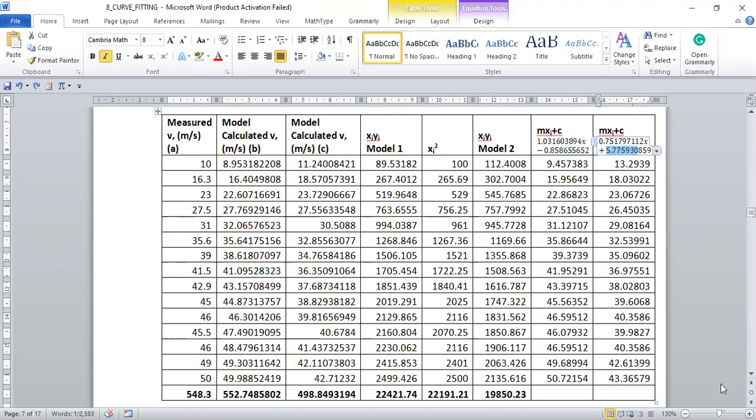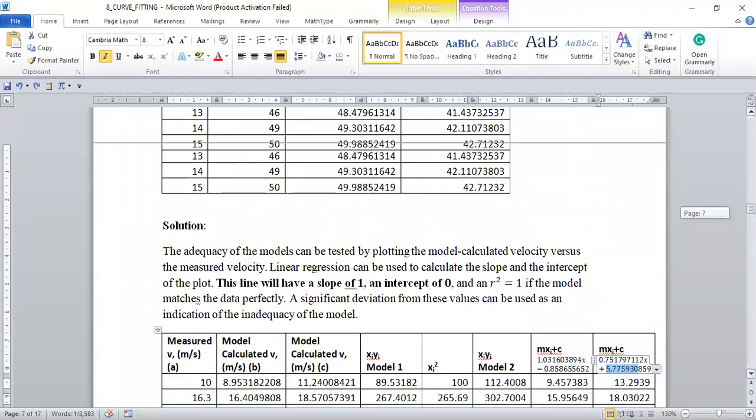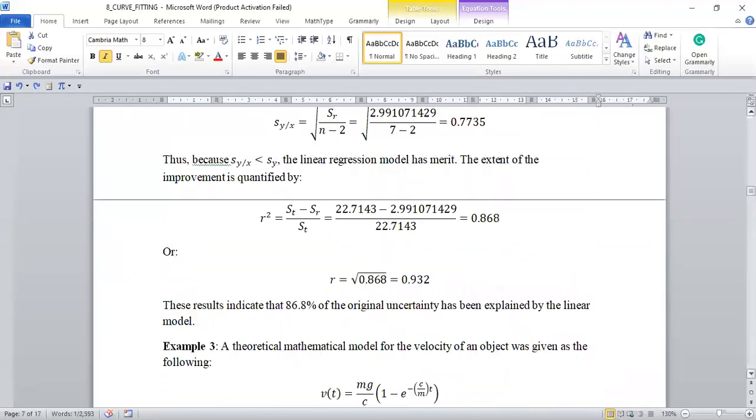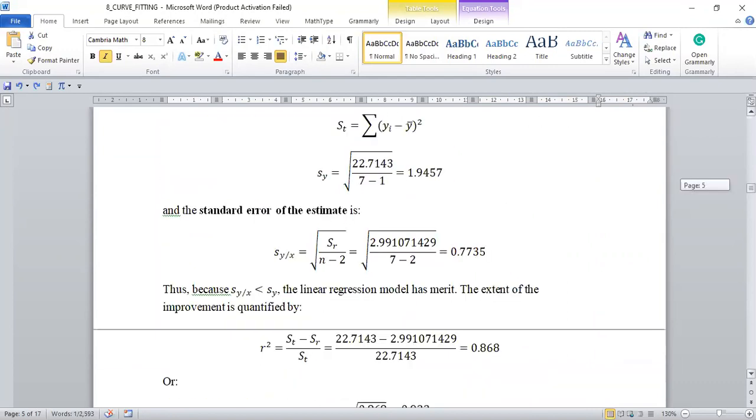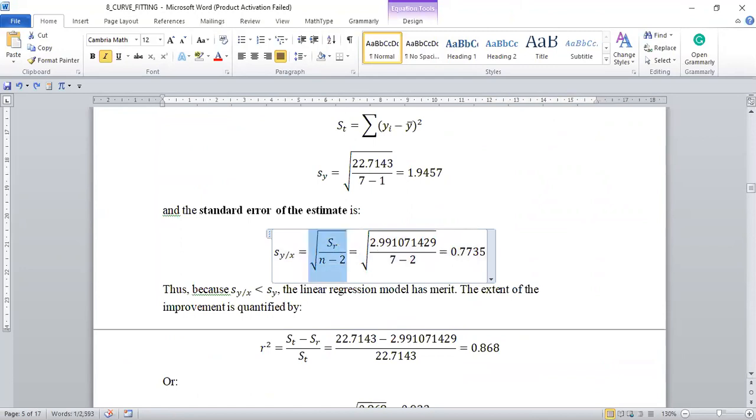Another measure is that we can calculate the standard error of the estimate using this particular formula. So what we can also do is calculate this error. We want to drive this error to 0, so the one that is closest to 0 is the better model.